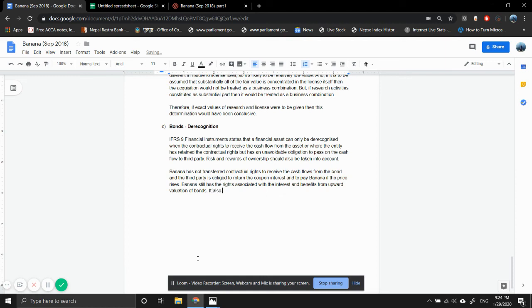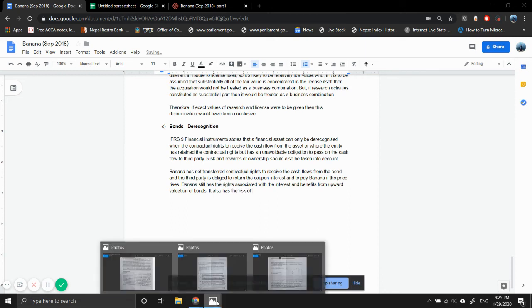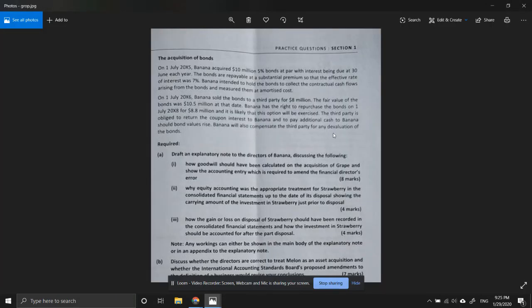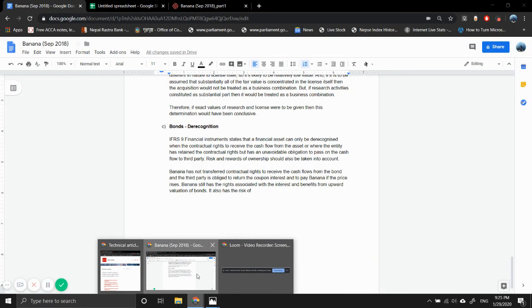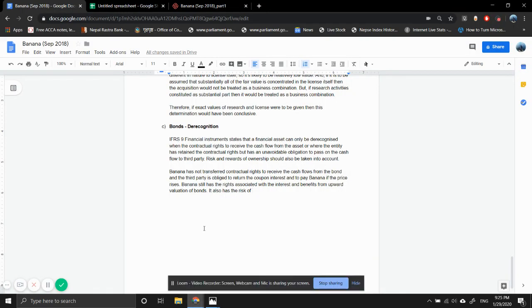Also has the risk of over here, so we'll have to compensate for any devaluation. Third party, right? It also has the risks of compensation for any devaluation of the bonds. All right.